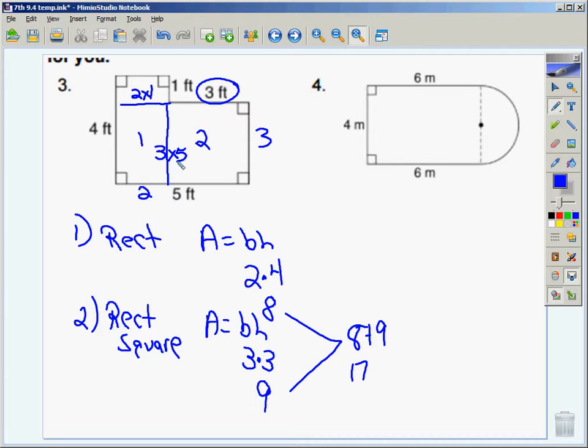How many shapes? 2. Half circles. Okay. Shape 1 is a rectangle. Area is base times height. What's the base? 6. What's the height? 4.